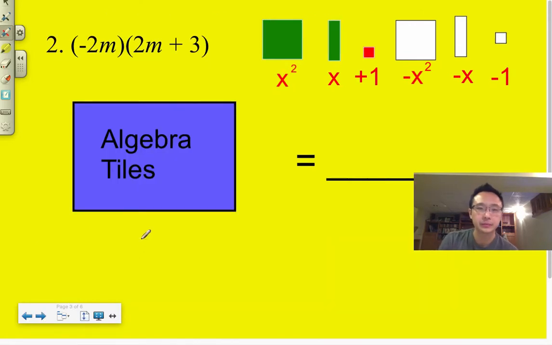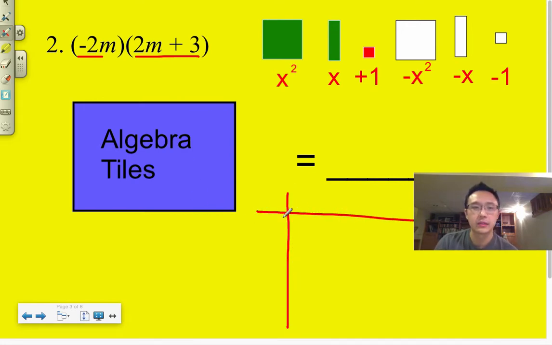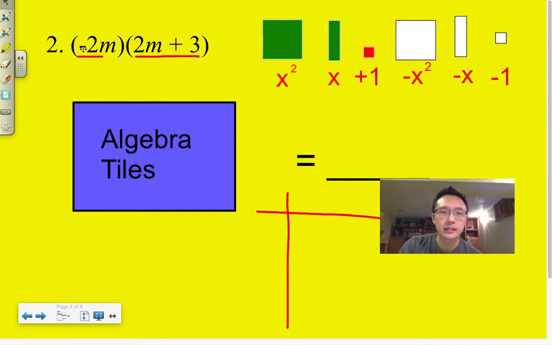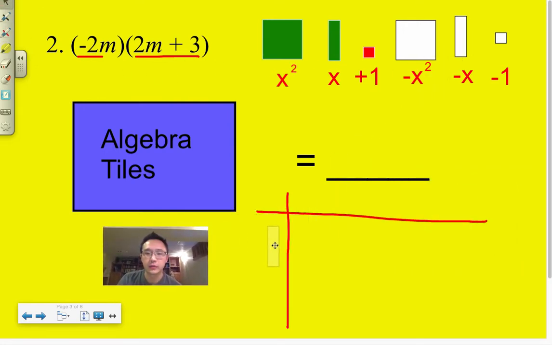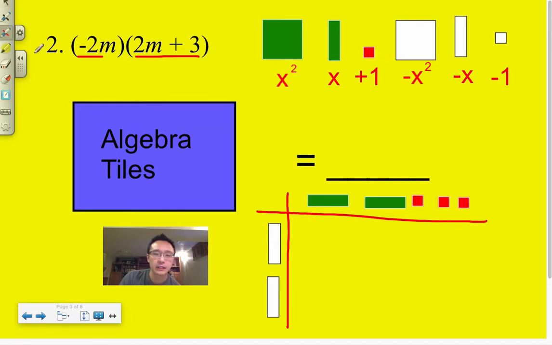So let's try another example. You have negative 2m times 2m plus 3. We want to set this up by having a little grid like this. So you can have negative 2m. Since this is negative, I'm going to take 2 of these, so that's negative 2m. And then I have positive 2m, so I'm going to take this and rotate it on its side, so that's 1. And I'm going to take another one and rotate it on the side. Those are my positive 2m. And then I have plus 3. So there's 1, 2, and 3. Now we would need to find the gap.